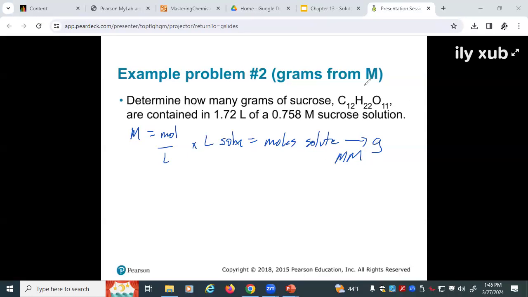Now, the tough part about this one is that we're dealing with sucrose. Sucrose has a gigantic molar mass. It's going to take more than a second to calculate. But let's start with the first conversion. I've got 1.72 liters of solution. I'm going to multiply that by 0.758 moles of sucrose per 1 liter of solution.